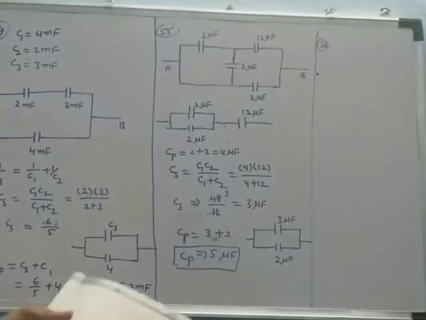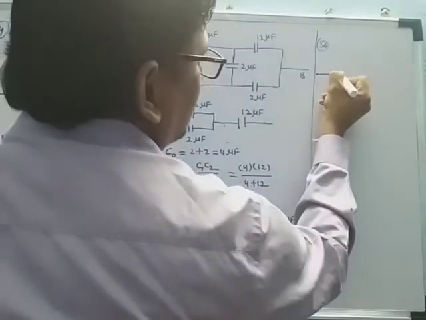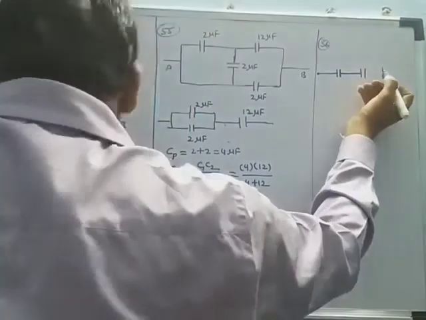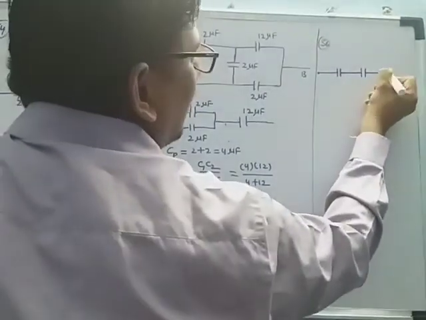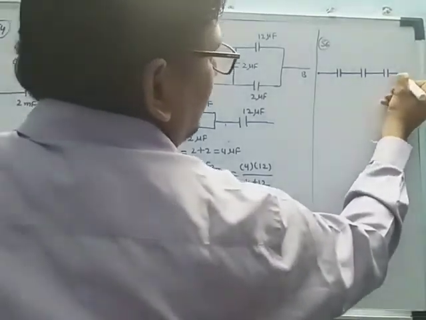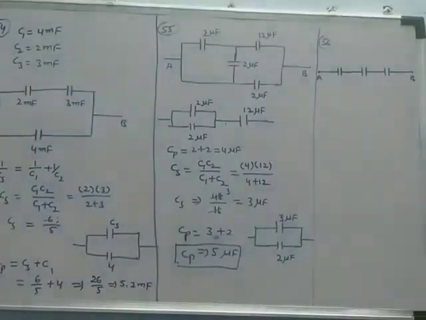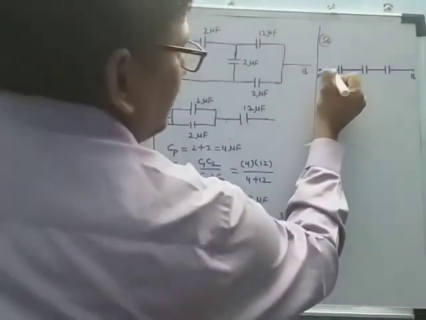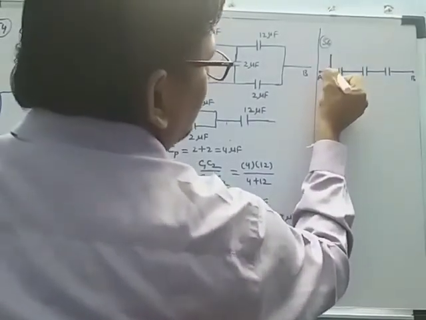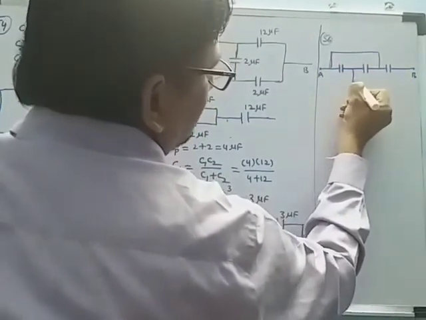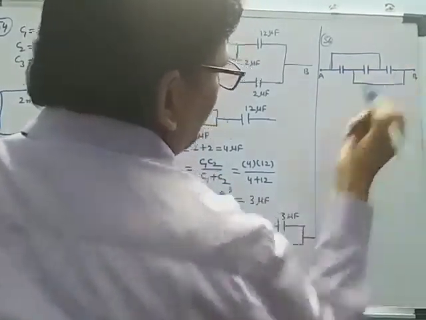See, this is the first capacitor, and it is followed by another capacitor, and then another capacitor. These are 3 capacitors, connected between point A and point B. The first capacitor is connected to a third capacitor, and the second capacitor is connected to the last capacitor.